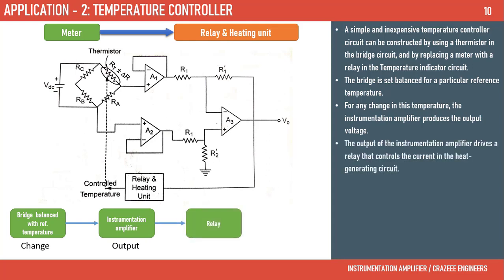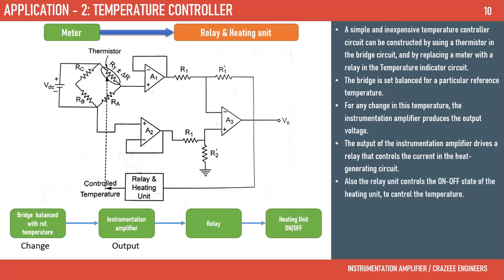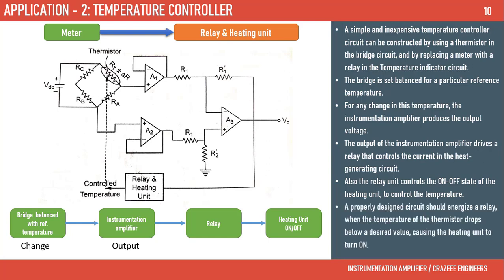For any change in this temperature, the instrumentation amplifier produces the output voltage. The output of the instrumentation amplifier drives a relay that controls the current in the heat generating circuit. Also, the relay unit controls the on-off state of the heating unit to control the temperature. A properly designed circuit should energize a relay when the temperature of the thermistor drops below a desired value, causing the heating unit to turn on.